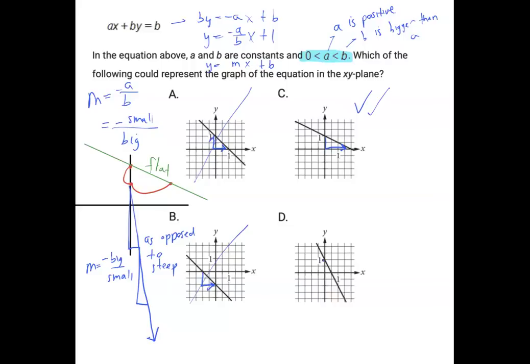And this one is the steep slope. It's going down 2 over 1. So this is our steep slope. This is our slope that's actually flat. This is our slope of -1, and this is our slope of -1. So based on the slope alone, we know the answer here has to be C.